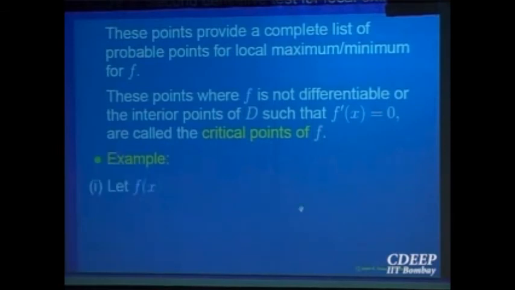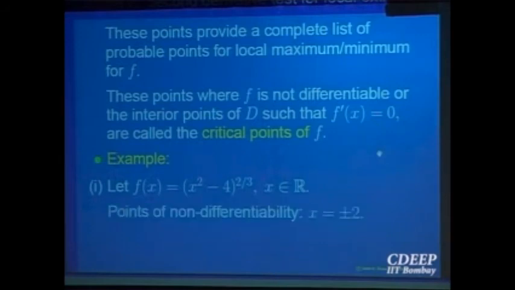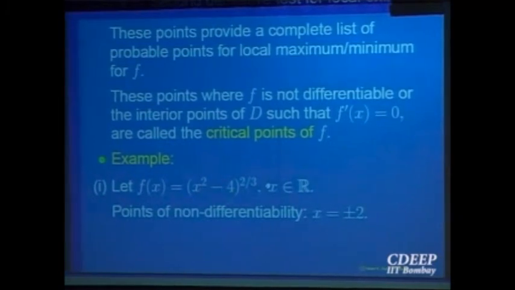Okay, so let us look at some examples. I think computationally you are all quite expert, I know that. So let us find the points of non-differentiability for this function, where the power 2 by 3 is coming. At x squared minus 4 equal to 0, so plus minus 2 are the points where the function is not differentiable. So two possible candidates for local maximum or minima.